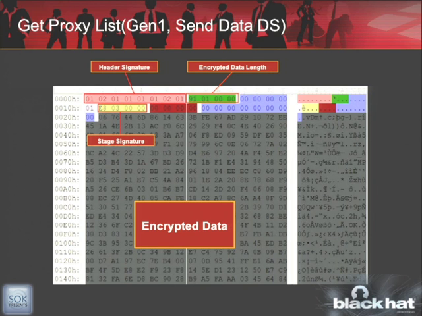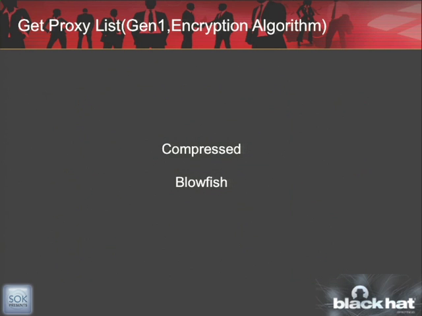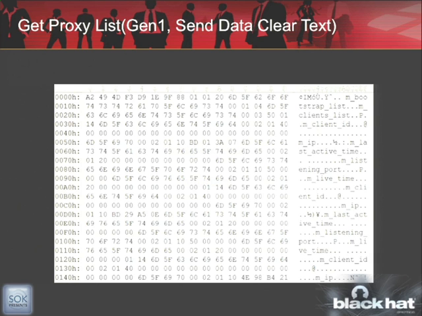So let's talk about the encrypted data. This is the encryption routine of the first generation of the Kelihos bot. First it is compressed with zlib, and then it is encrypted with Blowfish. At that time, the Blowfish key was base64 encoded in the binary. It's not like the current ones, which use a registry value and a DWORD. After the decryption, you can see some clear text. The keywords like the bootstrap list and client list are easy to understand.